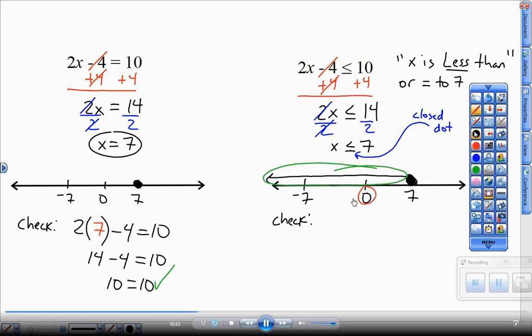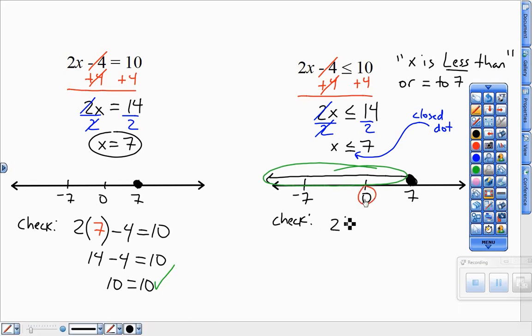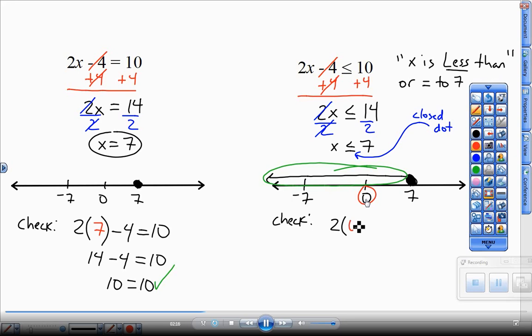I'm going to choose 0 because it's an easy one right in the middle. So take that 0, plug that in where x used to be. 2 times 0 minus 4 less than or equal to 10 gives me 0 minus 4, which is negative 4. And again, I'm not looking for equal numbers. I'm just looking for a true statement. Negative 4 is less than or equal to 10. That is true. It proves that point in this range is a solution to that inequality.